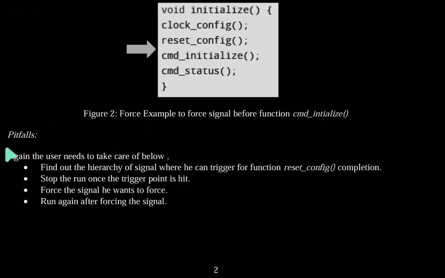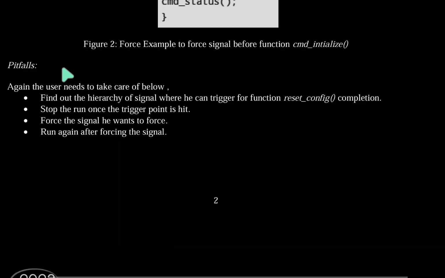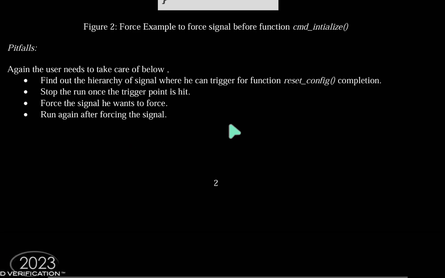Pitfalls. Again, the user needs to take care of the below. Find out the hierarchy of a signal where he can trigger for function reset_config completion. Stop the run once the trigger point is hit. Force the signal he wants to force. Run again after forcing the signal.